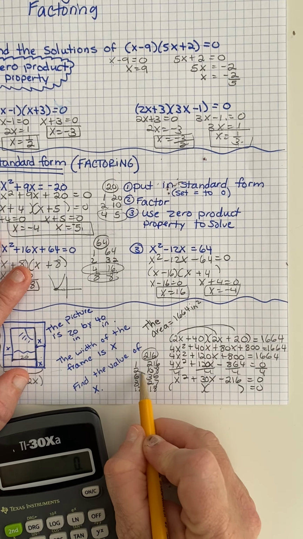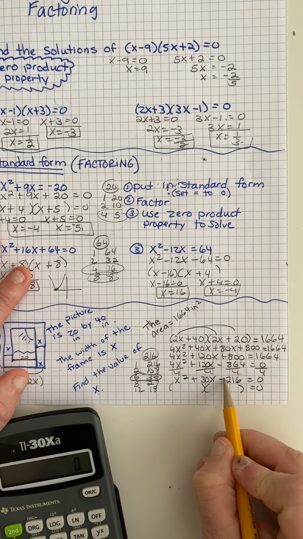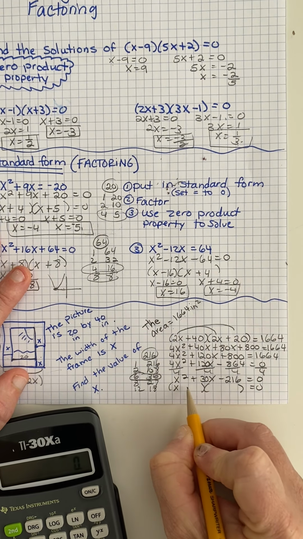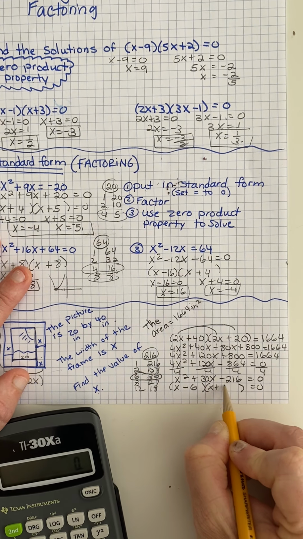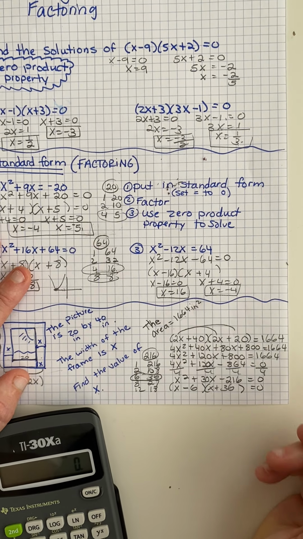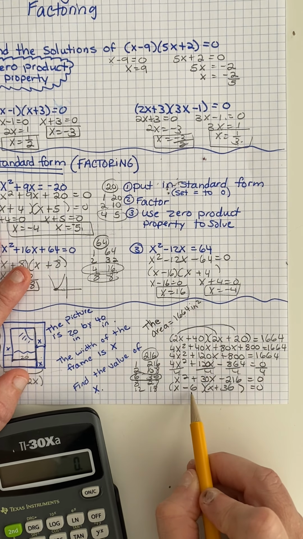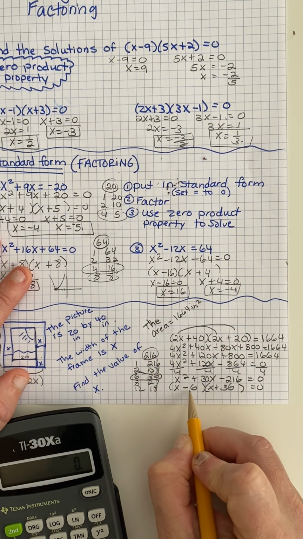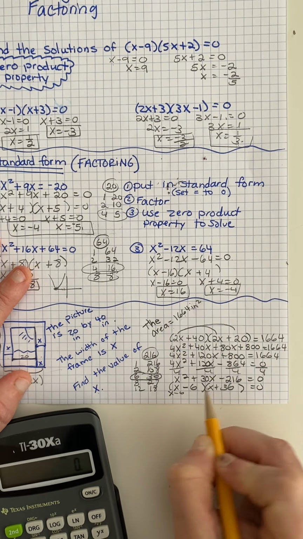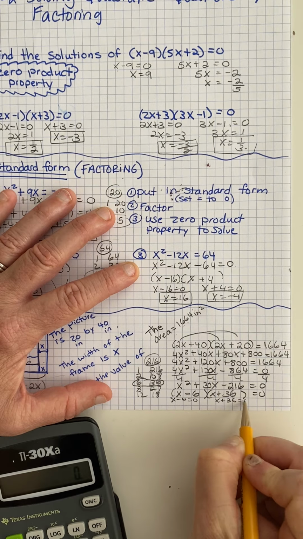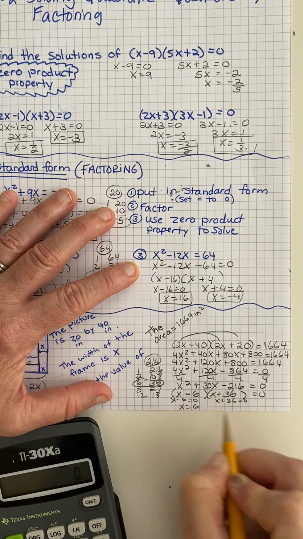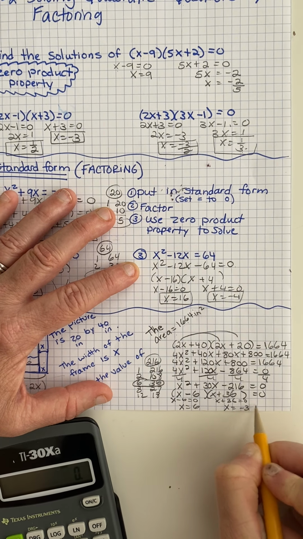Okay, so now we have our combination right here. Signs are different. So I have x minus 6, x plus 36. Okay, so now I've factored and I can use my zero product property. So x minus 6 equals 0. So x equals 6 and x equals negative 36.